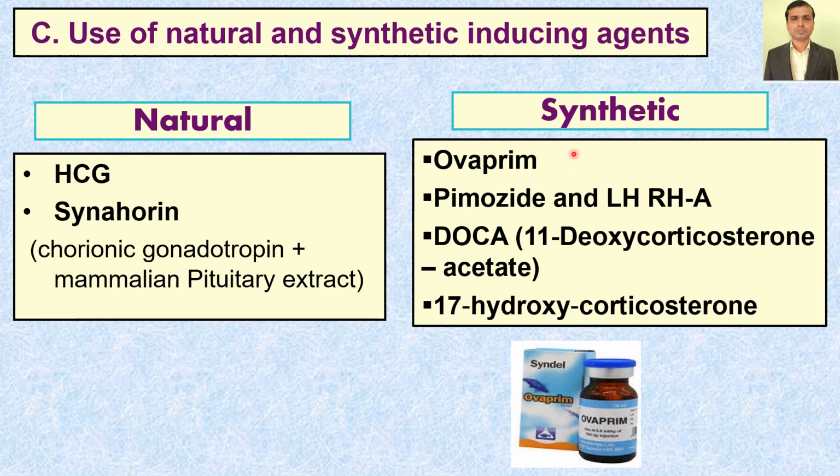Ovaprim is a dopamine antagonist, which is readily available in powder form and can be used by the fish farmers. The advantage is that it can be used only as a single dose. Most of the synthetic hormones require only a single dose for breeding of male and female, unlike pituitary extract, which requires 2 or more doses for inducing the female.